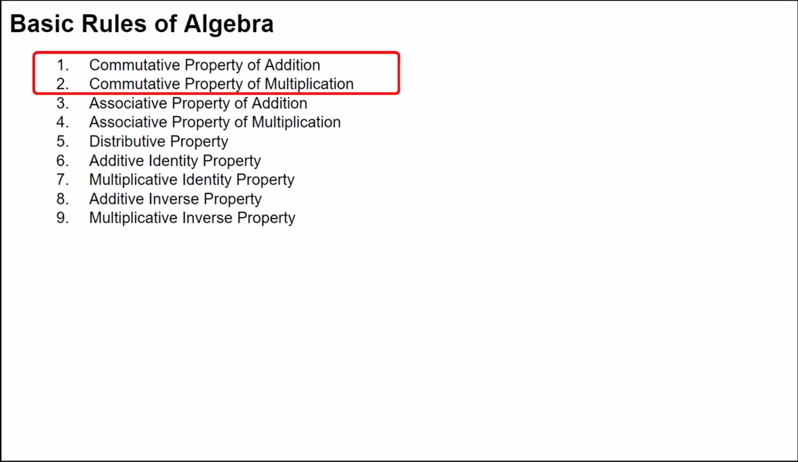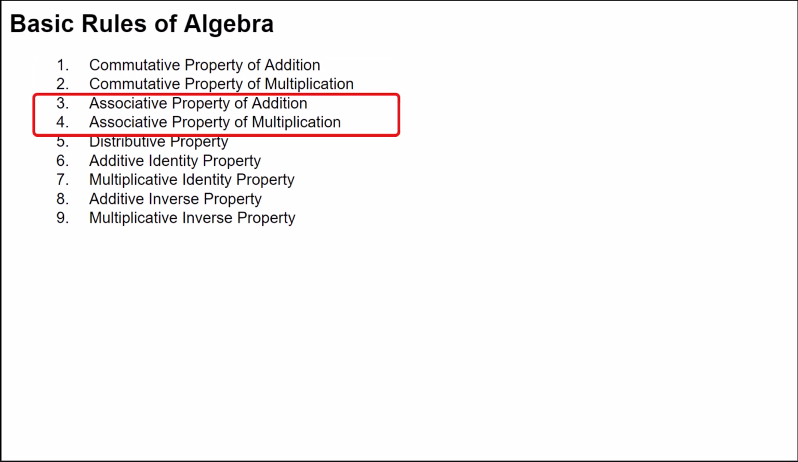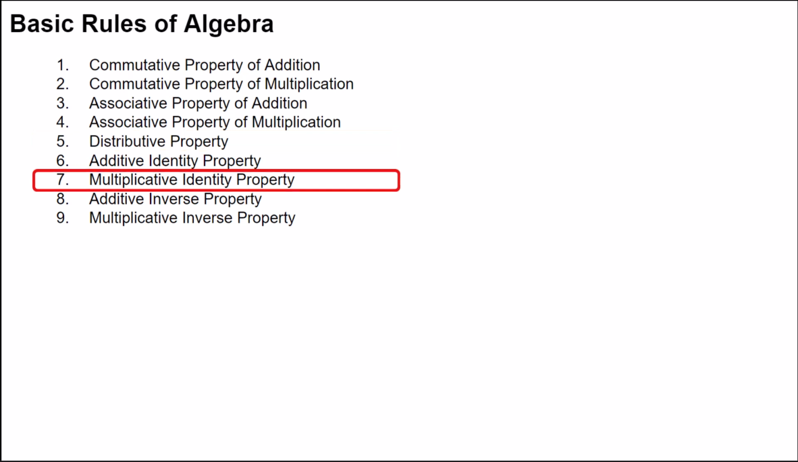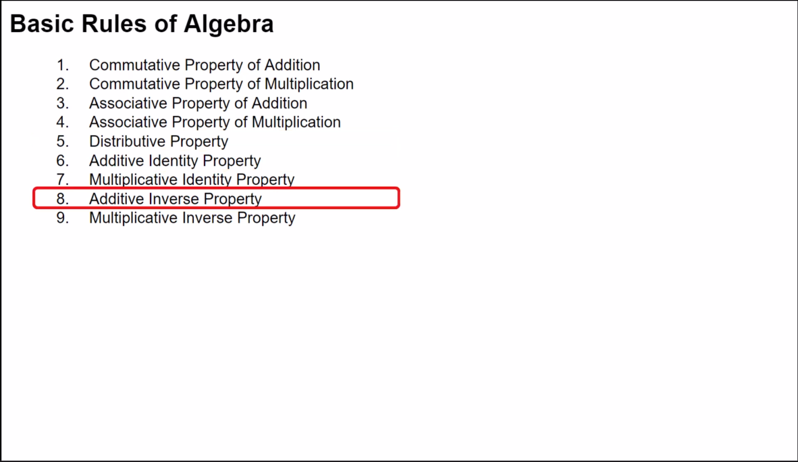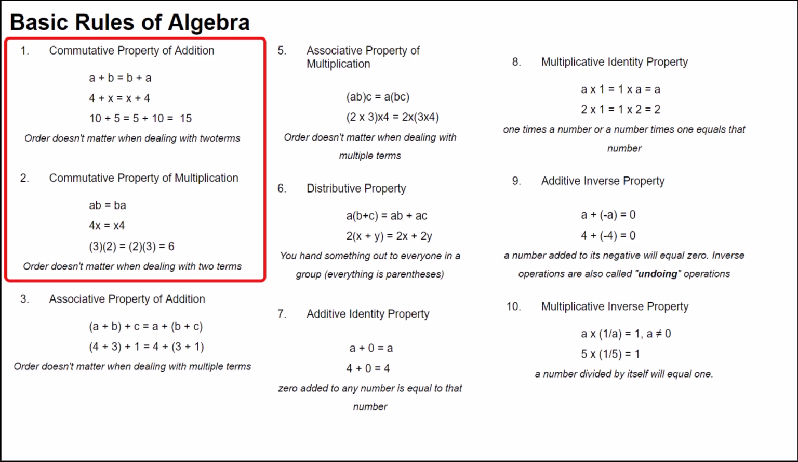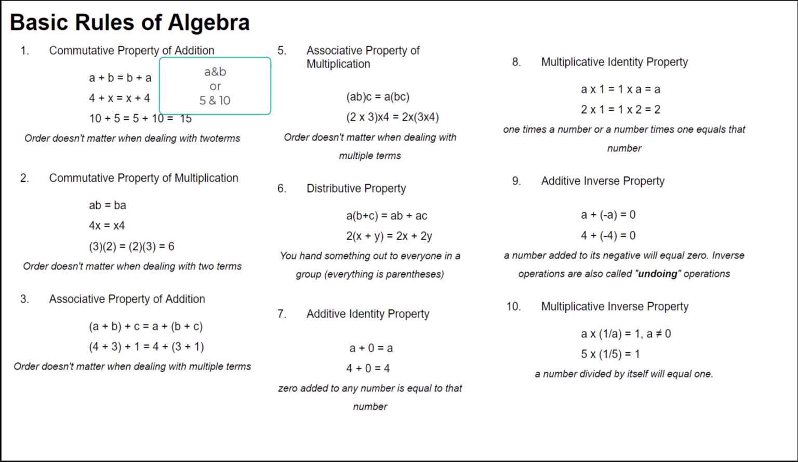You have commutative property of both addition and multiplication, then the associative property of addition and multiplication. You have the distributive property, the additive identity property, the multiplicative identity property, additive inverse property, and multiplicative inverse property. Let's take a look at a couple of examples along with some mnemonics that will help you memorize which is which. When you think about commutative properties, whether it's addition or multiplication, you can generally think of two terms.